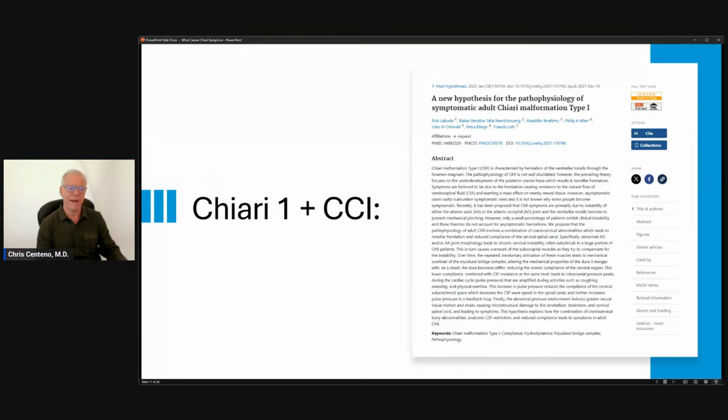So Chiari 1 plus CCI, this was a 2022 study where they tried to answer this question, right? Why do we have asymptomatic Chiari people walking around versus symptomatic? And can we look at something on their imaging that allows us to figure out who belongs in which group with high accuracy? Because if we can do that, then we can start to figure out how to treat these patients.